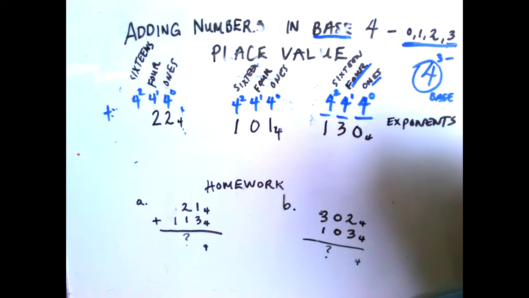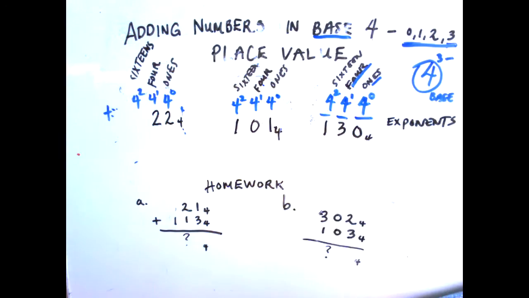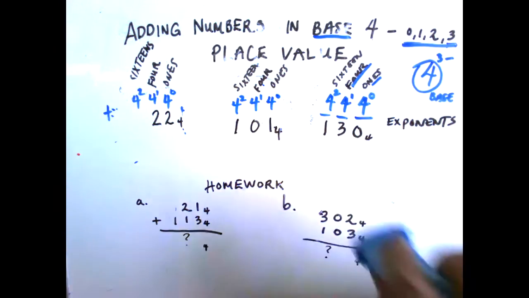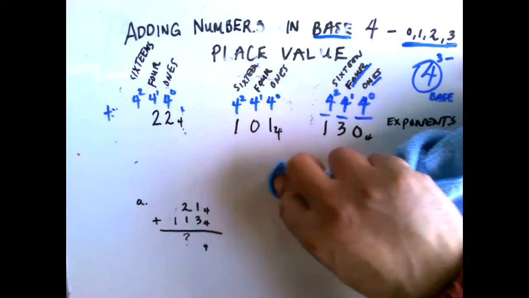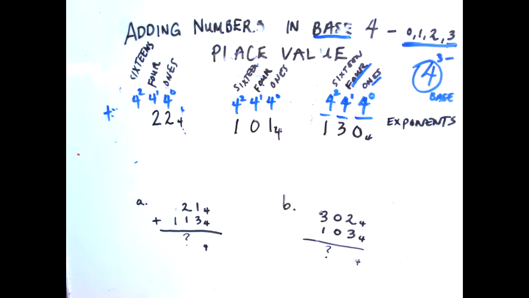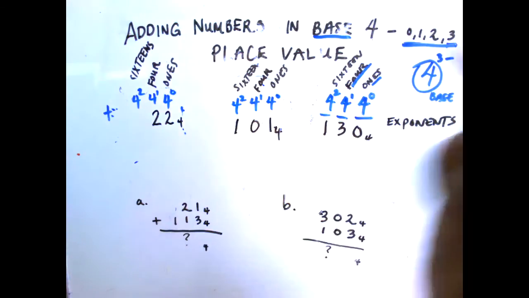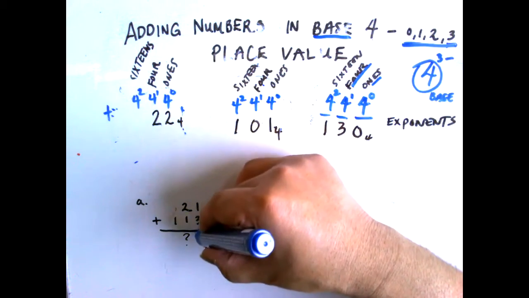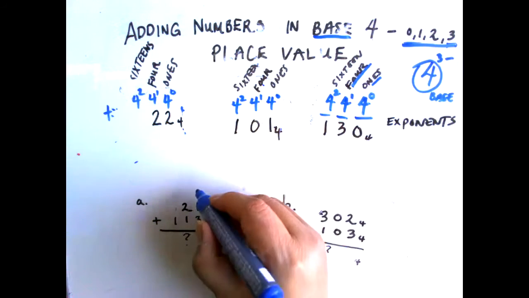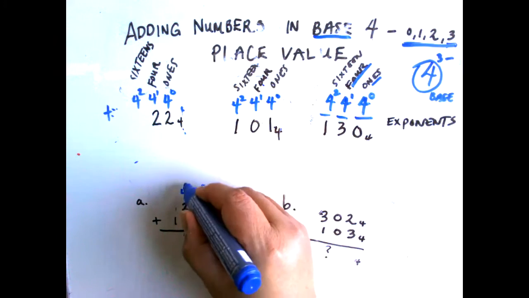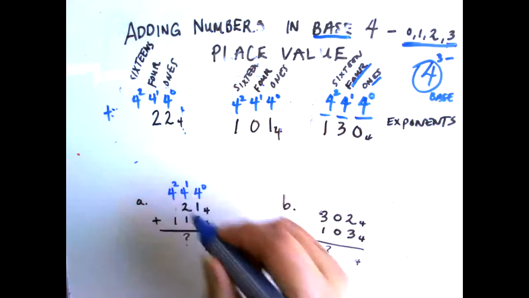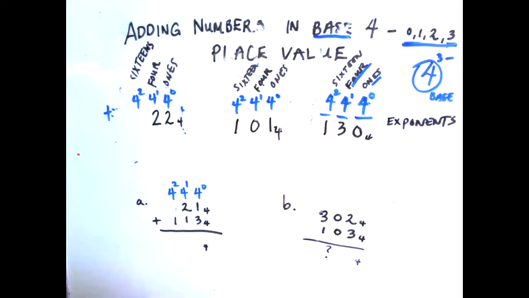So let us answer this homework question that I gave you yesterday. It's important that we start by writing the bases here. So this here has a place value of 4 raised to the power of 0. Here, 4 raised to the power of 1. And here, 4 raised to the power of 2. So we're going to answer this.